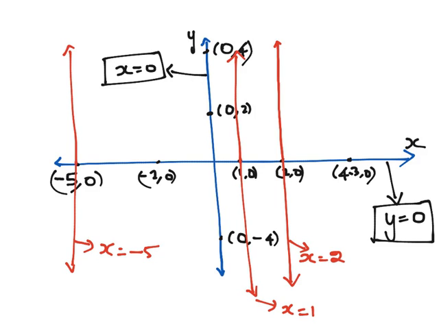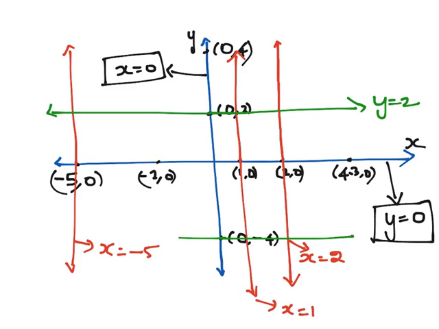Okay, what about horizontal lines? Let's say what about this line? Now this line is parallel to the x-axis. It cuts the y-axis at the point (0, 2), so y equal to 2. So any horizontal line will be of the form y equal to some number, y equal to k. So let's say this line, the equation of this line will be y equal to -4. Okay, so I hope this is clear.